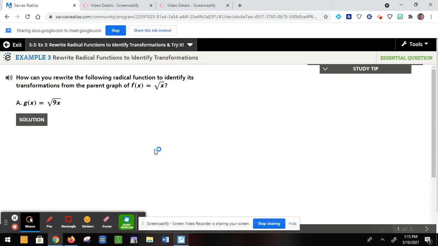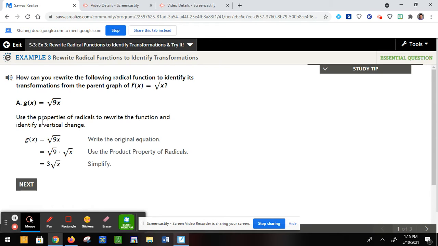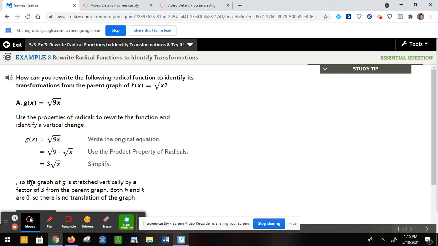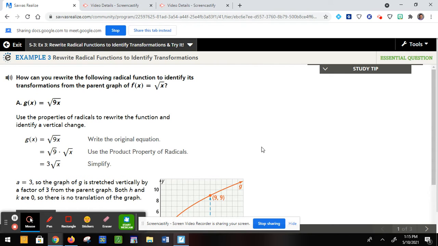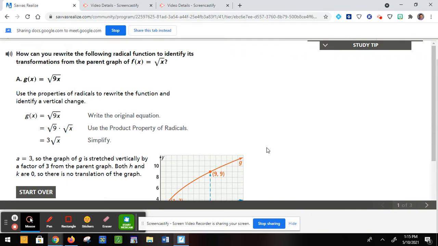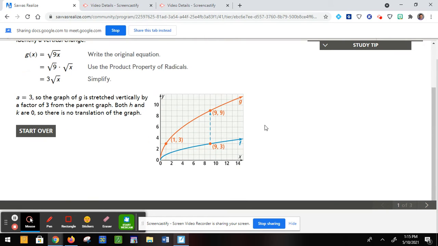Well, if you recognize that you can take the square root of 9 and it becomes 3, now it's in that form, right, where that 3 now represents the stretch. So your a value is 3, and the way that the graph is going to look, if the f is the parent function, then the orange is stretched by a factor of 3. Okay.